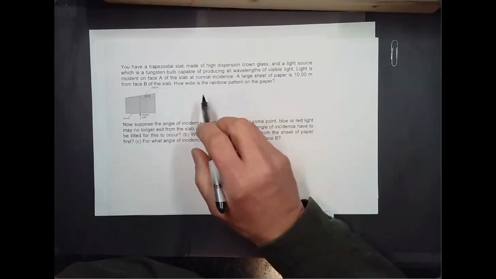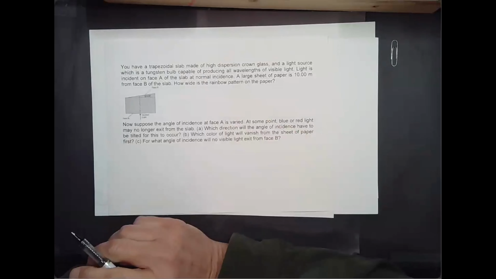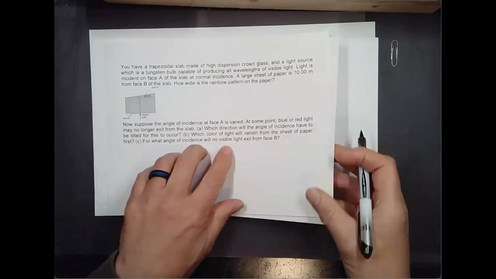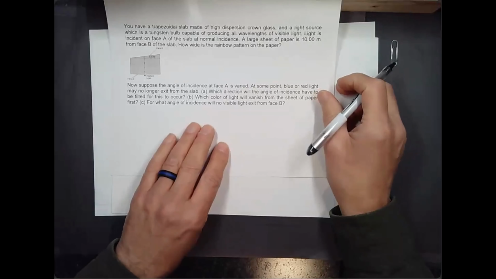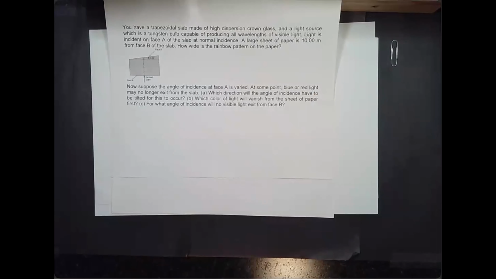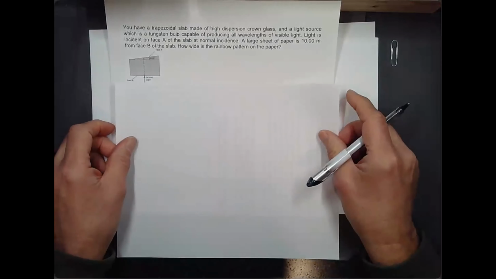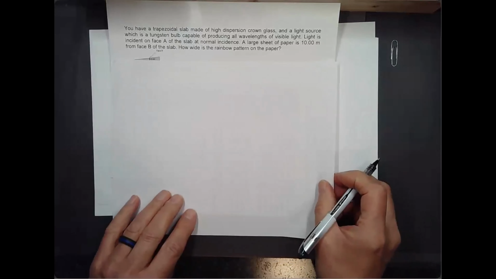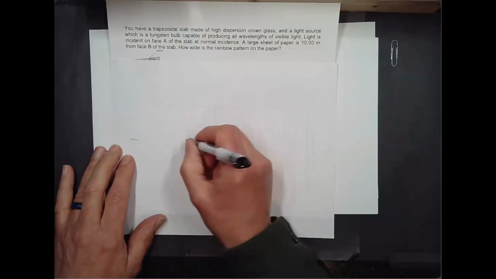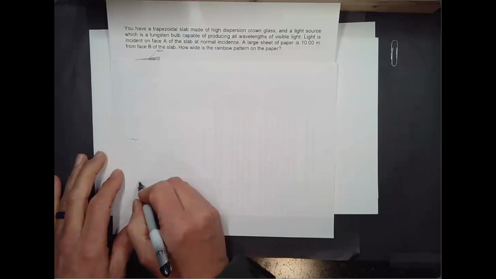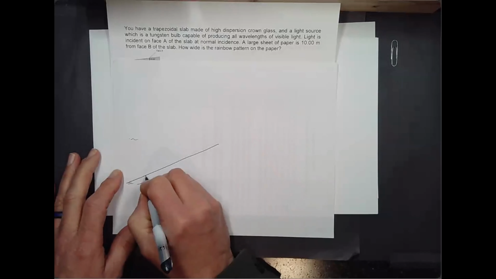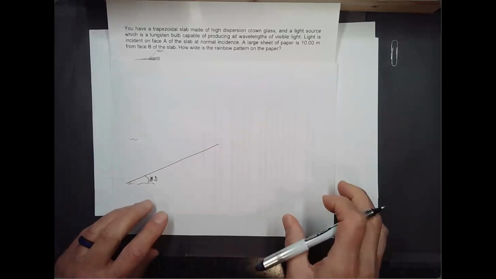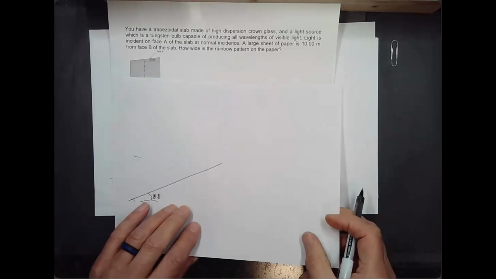So how wide is the rainbow pattern that you see on the paper 10 meters away from face B? Well, I need another piece of paper to draw a nice big diagram of this thing, to try and figure out just what's going to happen. And I can ignore all this bottom part and just think about the exiting light. So here's what's happening. We basically have a 10 degree angle here, and I'm going to exaggerate the angle. 10 degree angle and 10 meters away. We've got two tens there.